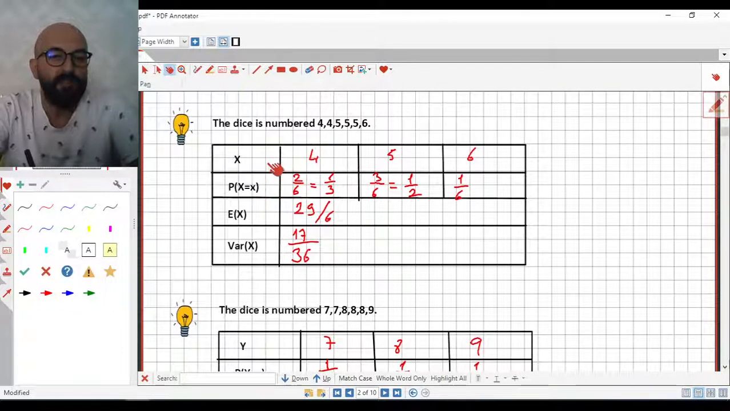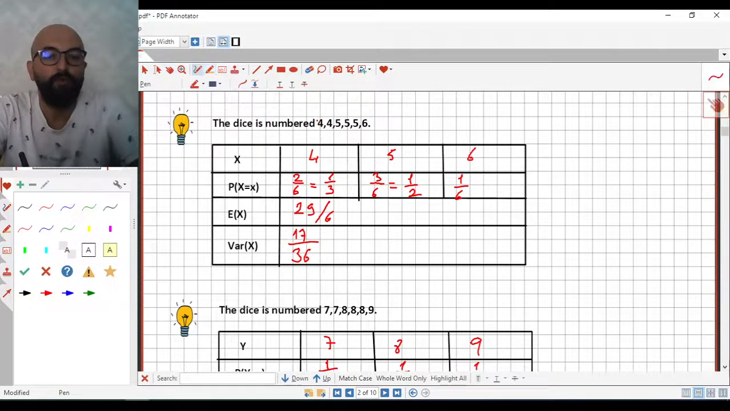The first dice is numbered 4, 4, 5, 5, 5, 6. We have 2 fours, 3 fives, and 1 six. The probability of 4 is 2 over 6, so 1 over 3. The probability of 5 is 3 over 6, so 1 over 2, and the probability of 6 is 1 over 6.